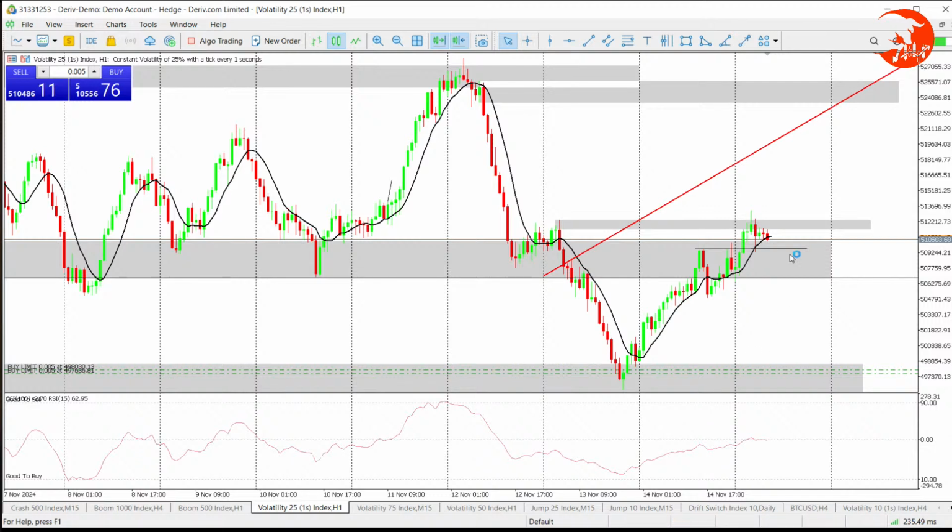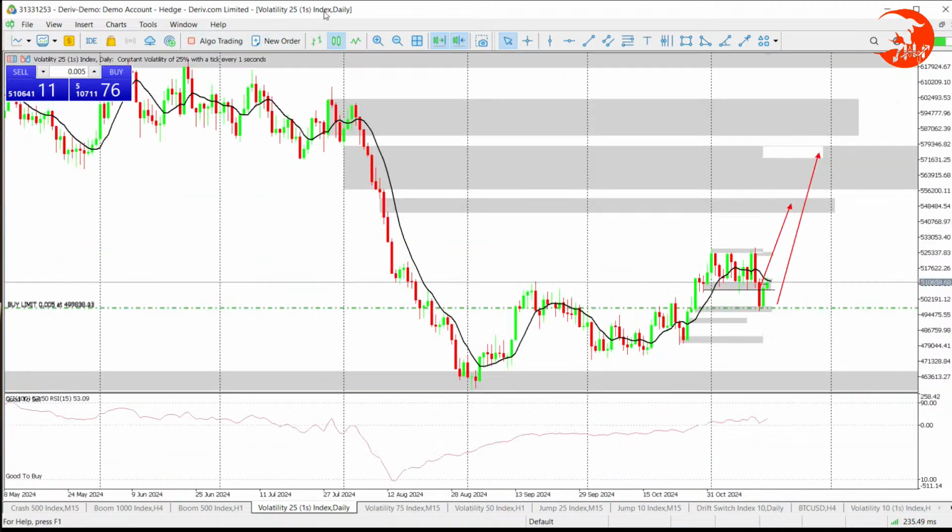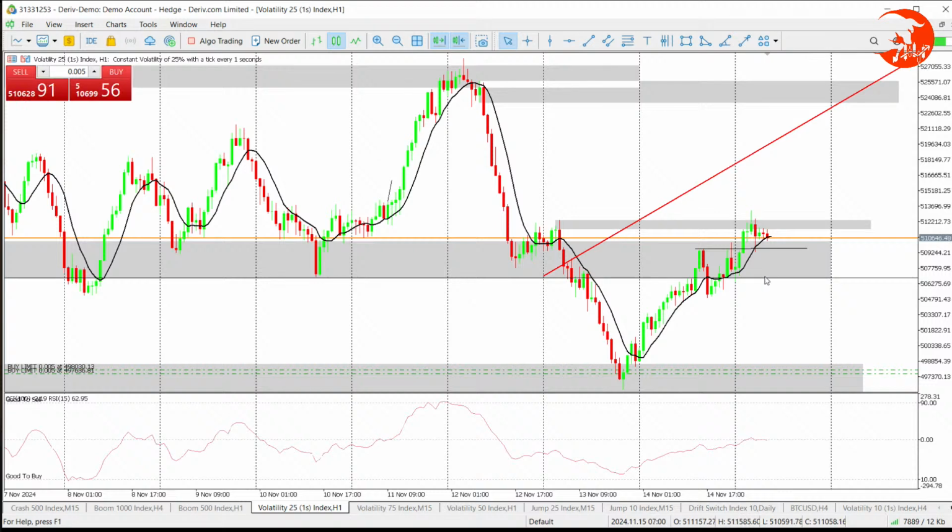V25. This is on the daily. We started the buys because this is the move that we are looking for. And now that we know that, the reason why we are looking for that move is we had this channel there, and we'll be looking for buys.